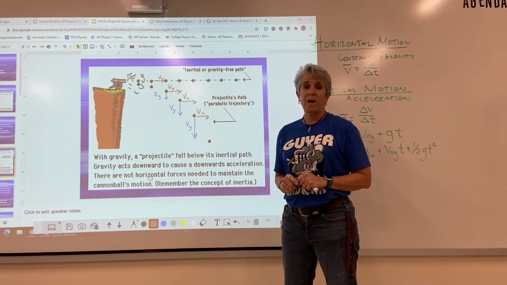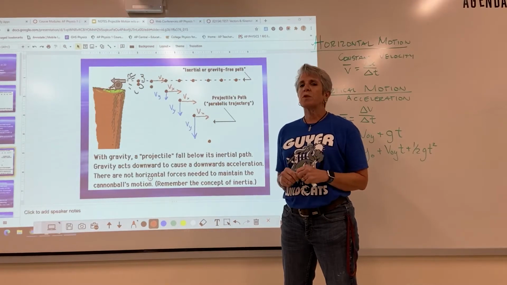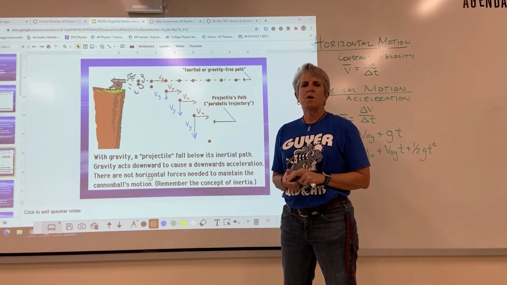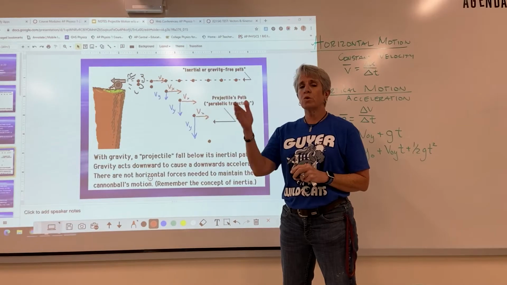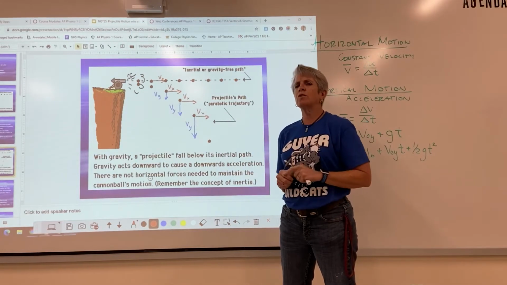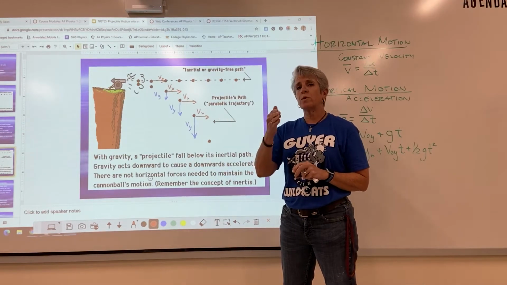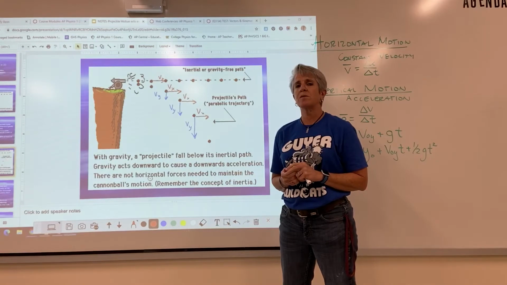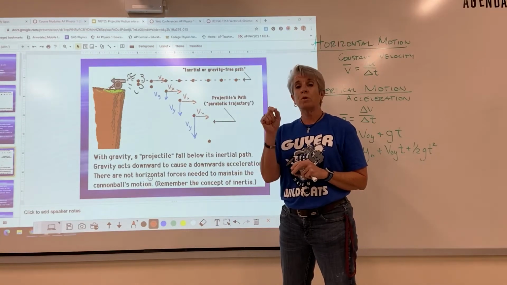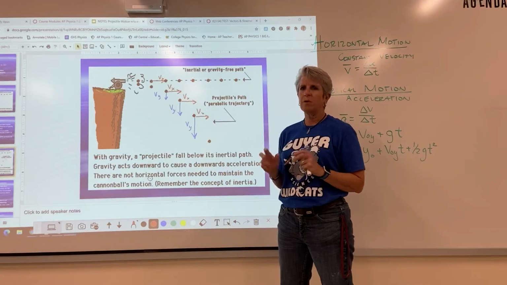Today's Physics in 5 talks about projectile motion. In dealing with projectiles, these are special cases where we have motion both in a horizontal direction and in a vertical direction. This is where it gets a little tricky because we have to apply rules that affect horizontal motion only for horizontal pieces and rules that affect vertical motion only for the vertical pieces. And yet with the projectile, we have both.